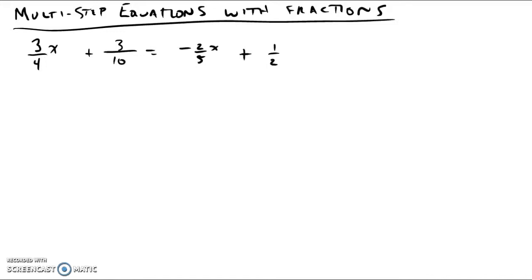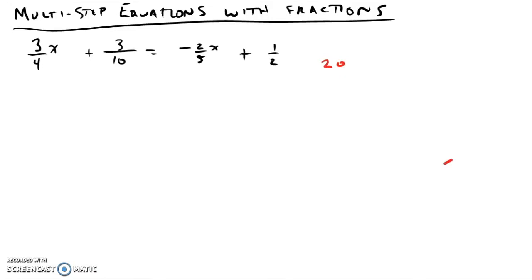Solving multi-step equations with fractions is just the same as solving multi-step equations without fractions. All you have to do is find a common denominator first. So we're going to look at 4, 10, 5, and 2. Now please pause the video and try to figure out what can go into all these numbers. Our end goal is to try to make all these denominators 20.